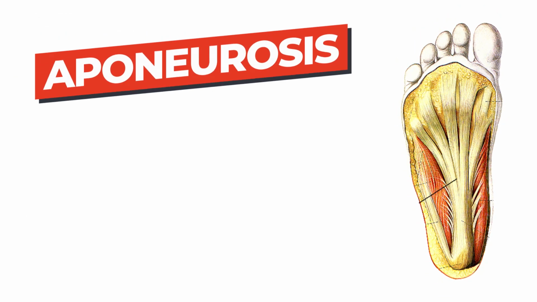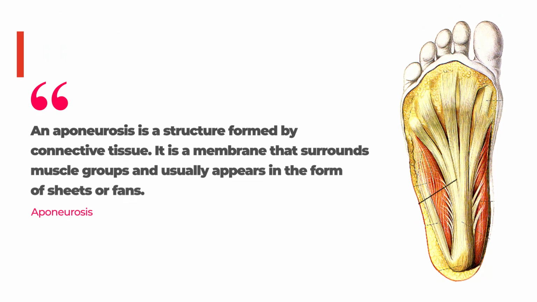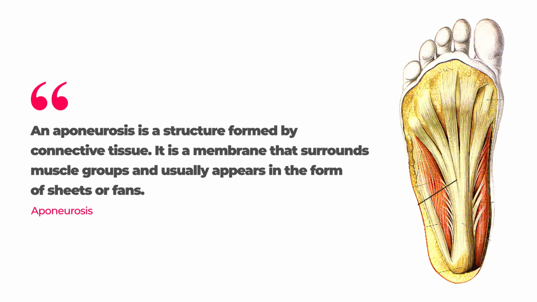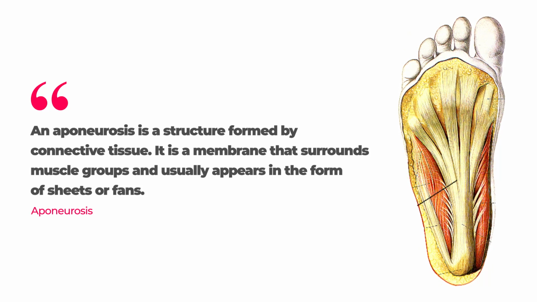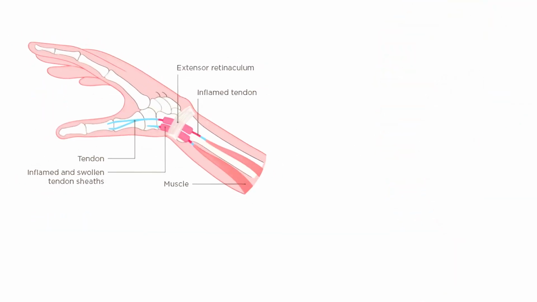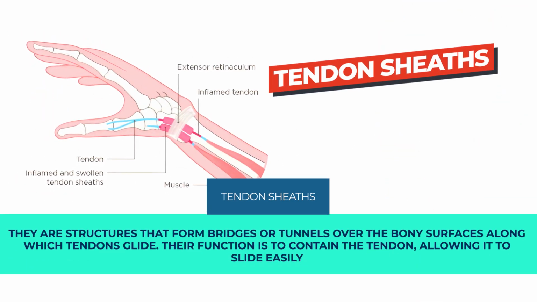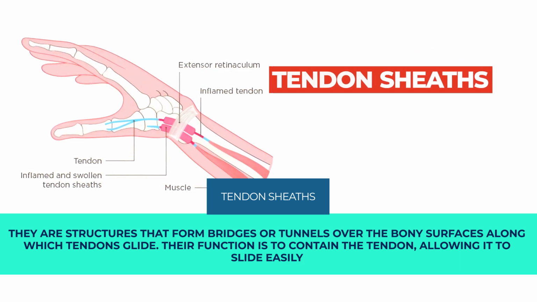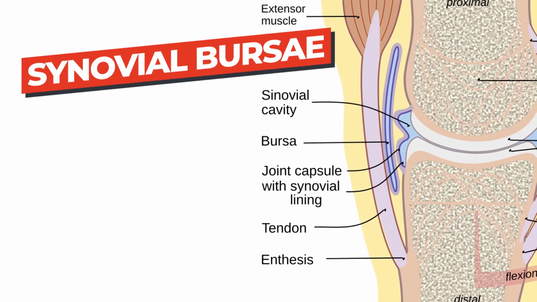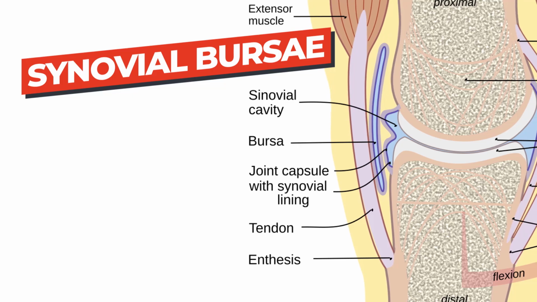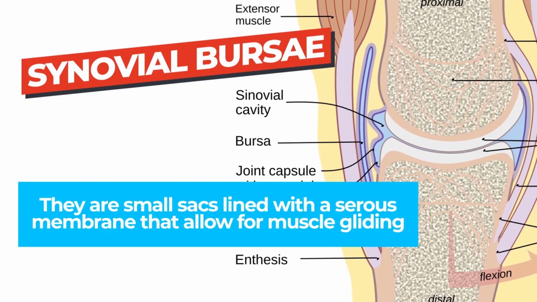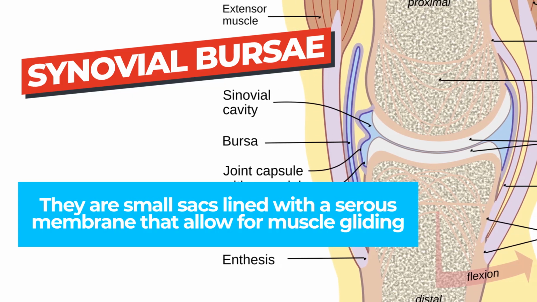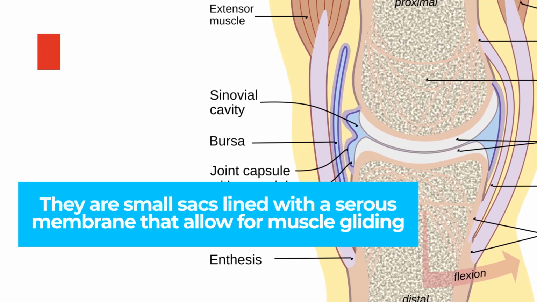We have the aponeurosis, which is a structure made of connective tissue, a membrane that surrounds muscle groups. It usually appears in the form of a sheet or a fan. We also have tendon sheaths, which are structures that form bridges and tunnels between the bone surface and slide over the tendons. Their function is to contain the tendon, allowing it to glide more easily. We have synovial bursa, which are found between muscles or between a muscle and a bone. These are small sacs lined with a serous membrane that allows for muscle gliding.